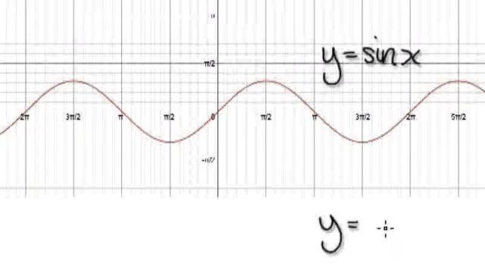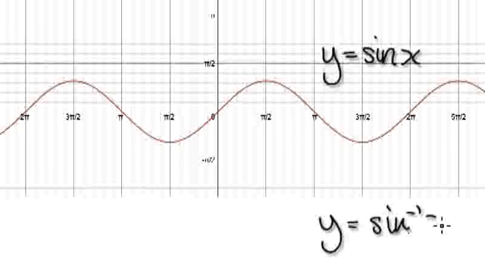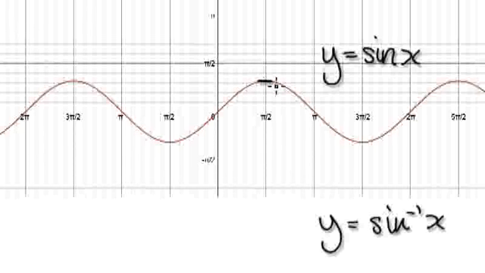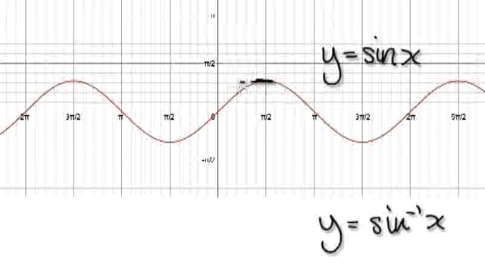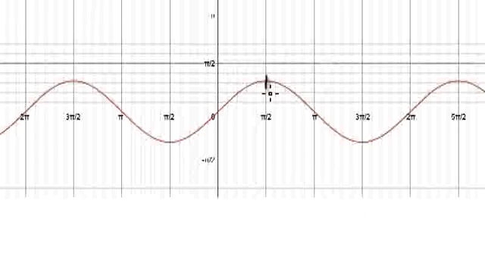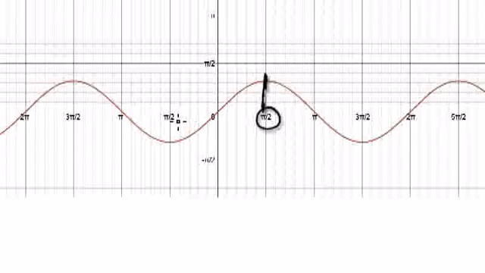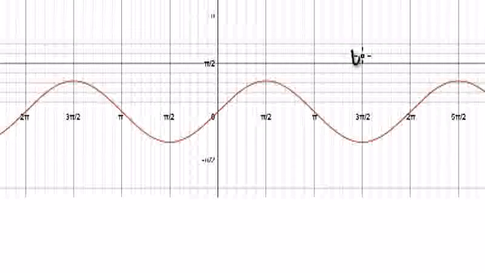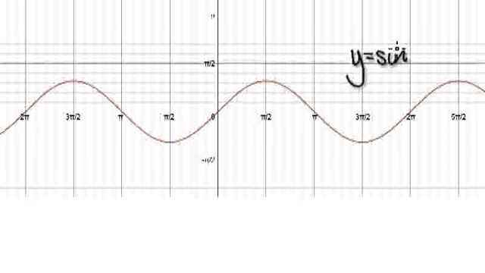Because we're interested in y in this graph here, we will need to reflect this along the y equals x line. Bear in mind that the highest point here will be 1, and the lowest point is -1, and this bit here is pi over 2, this bit here is negative pi over 2. So at the moment, this is your standard y equals sine of x.